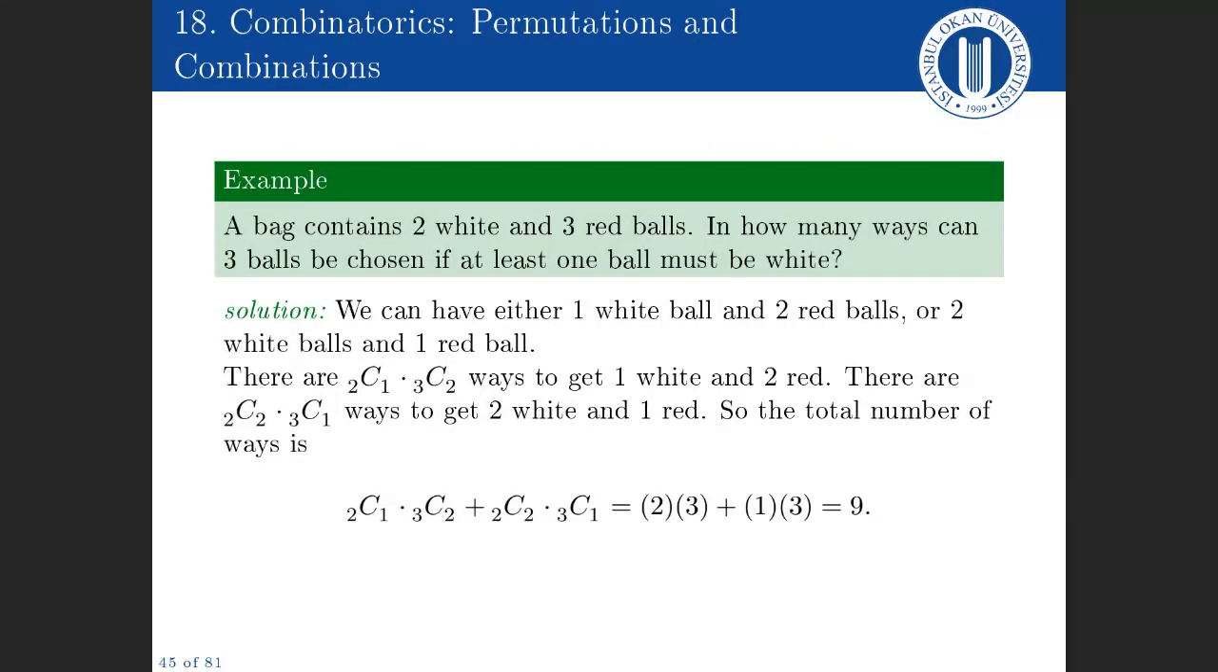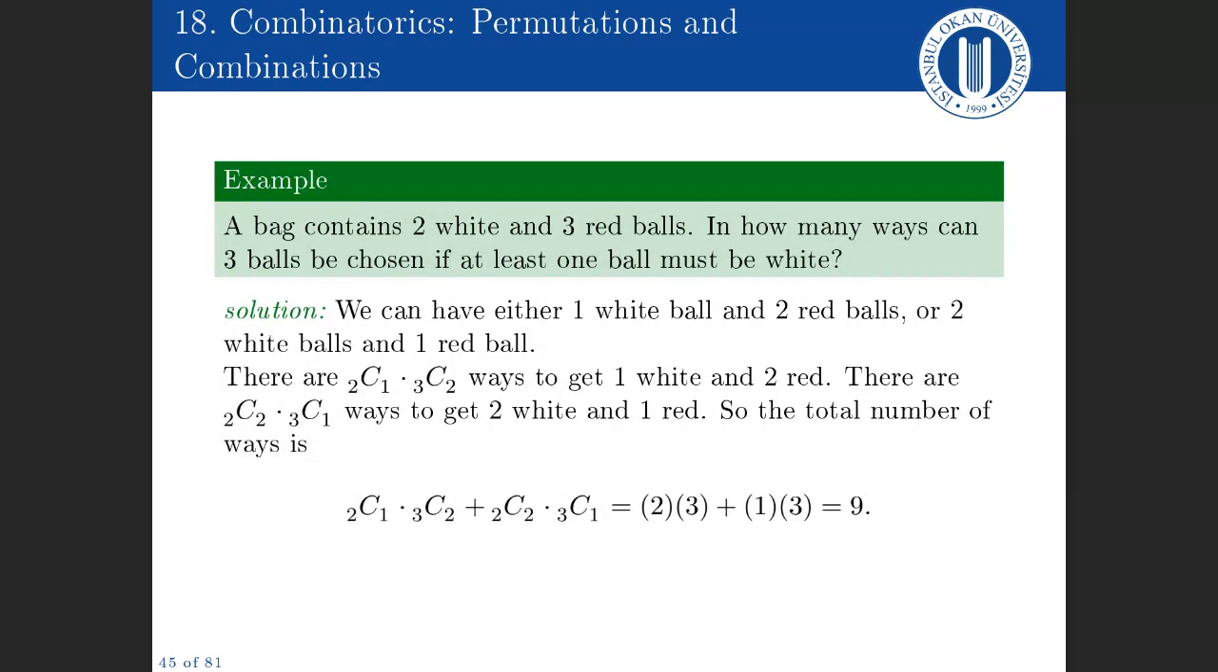A bag contains 2 white balls and 3 red balls. In how many different ways can 3 balls be chosen if at least 1 ball must be white? So how can we do this? We could either have 1 white ball and 2 red balls, or we could have 2 white balls and 1 red ball. We'll count these and then we'll add them together.